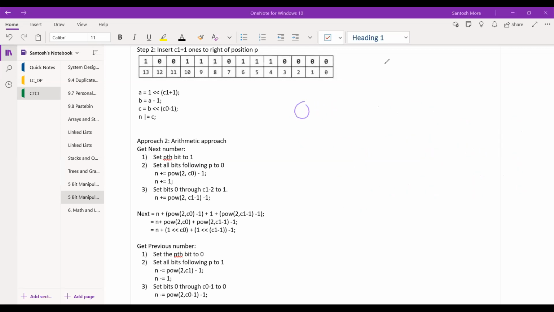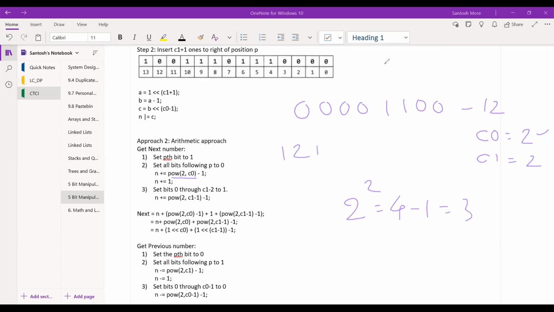So if I do it again, if I have something like 0 0 1 1 1 0 0, this is 12, right? Now I have C0 as 2 and C1 also as 2. So now 2 raised to C0, that is 2 raised to 2, is 4, and then I subtract 1 from it, it will be 3. So if you add 12 plus 3, what I'm getting is 15.